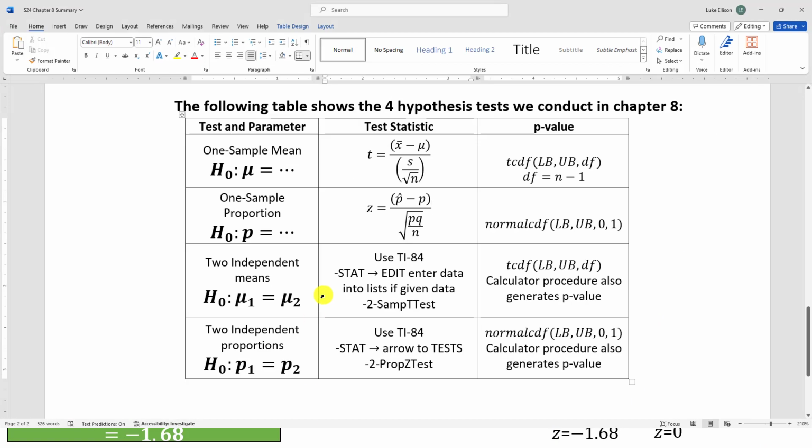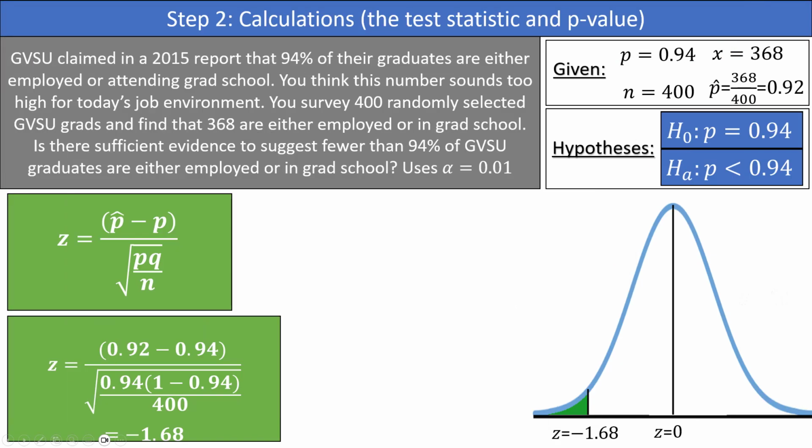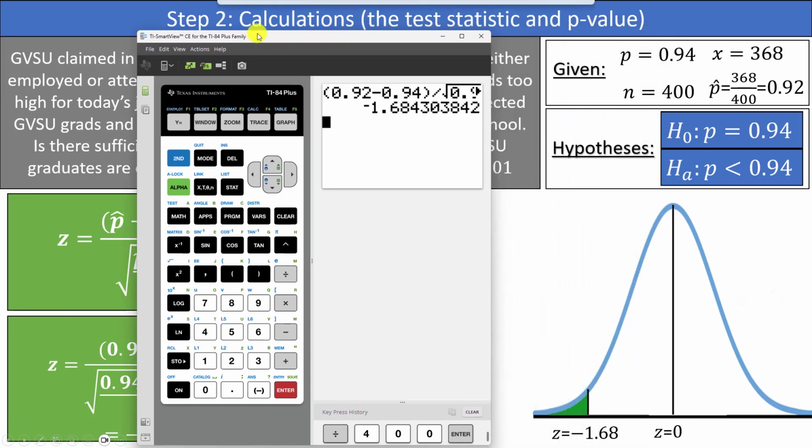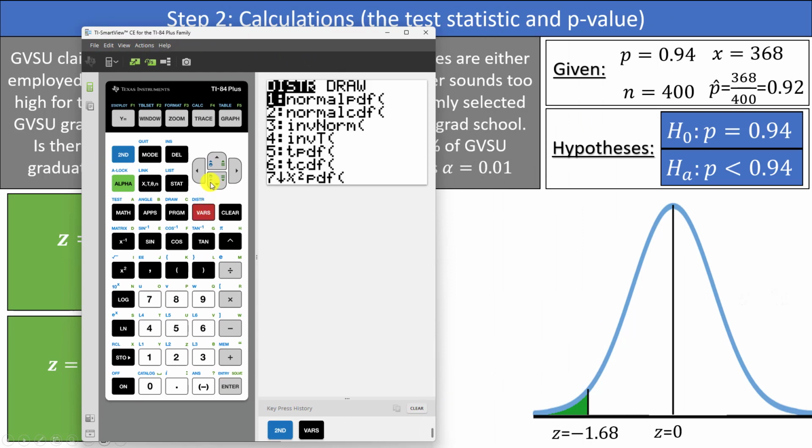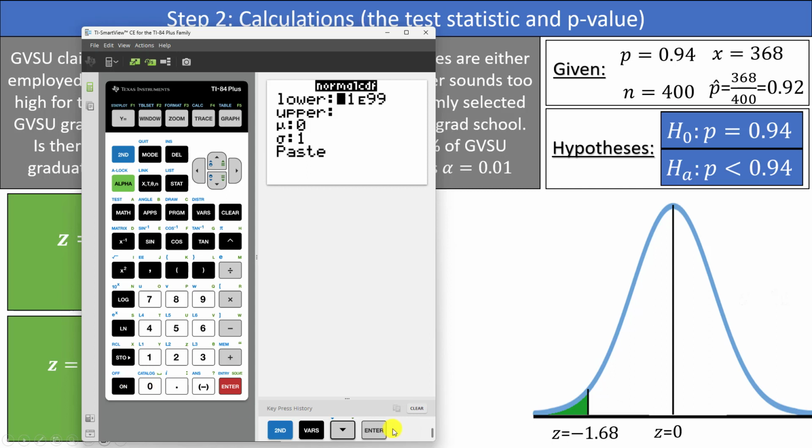Once again, we can go back to our sheet here, and we can see that the proper way to find this p-value would be with a function that is called normal CDF. To find normal CDF, we would go to our calculator, and we would go to the second distribution menu, and scroll down to the second option, which is normal CDF. The lower bound is where the shaded region starts, but in this case, there really is no starting point. It goes forever in the negative direction. So I'm going to use negative 1000 to represent negative infinity. For the upper bound, we use wherever the shaded area ends, which in this case is at negative 1.68.